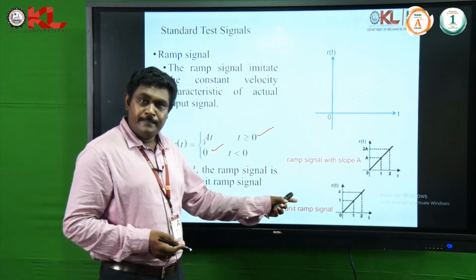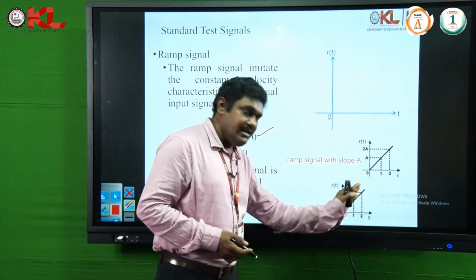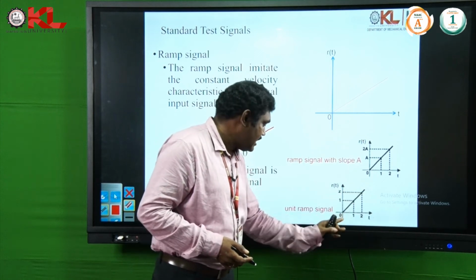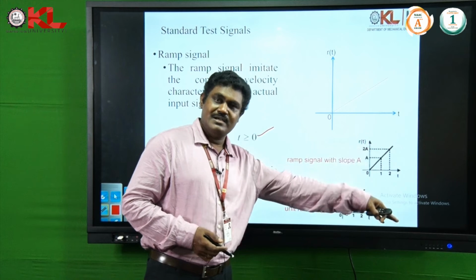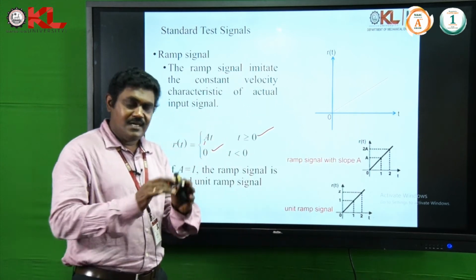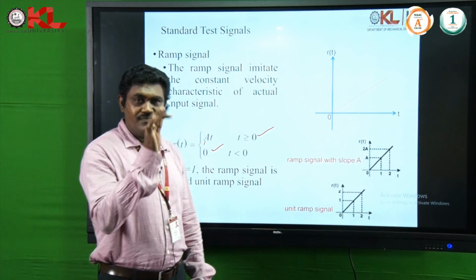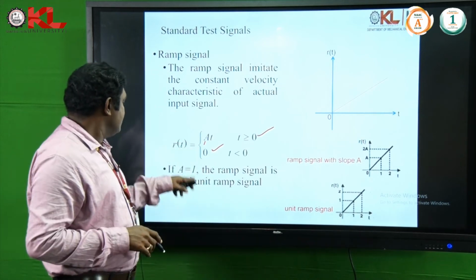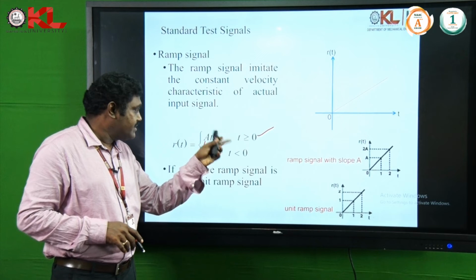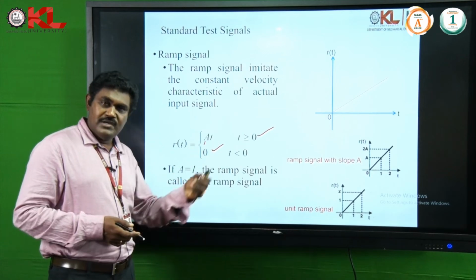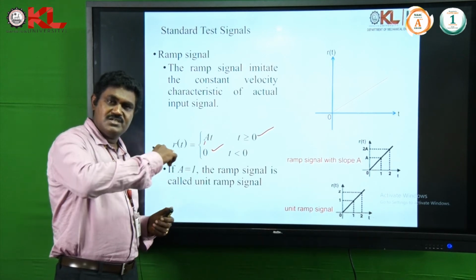And see here, the unit ramp signal. At any point, at time 1 the magnitude is 1, at time 2 the magnitude is 2, at time 3 the magnitude is 3, then this signal is called a unit ramp signal. Mathematically we represent the ramp signal as r(t) = A t if t is greater than or equal to 0, and if t is less than 0, the magnitude is 0. From 0 it is moving.